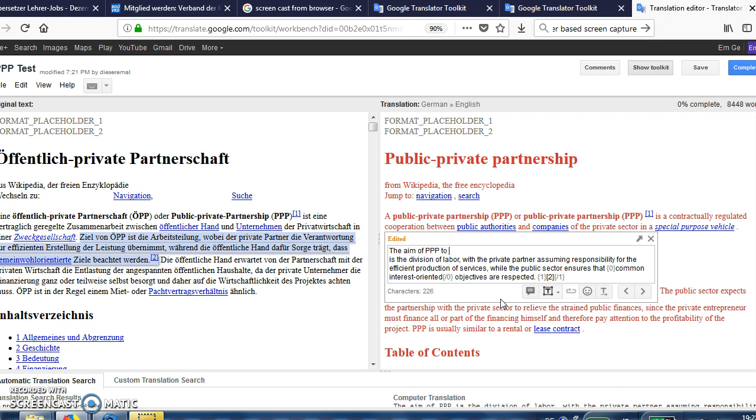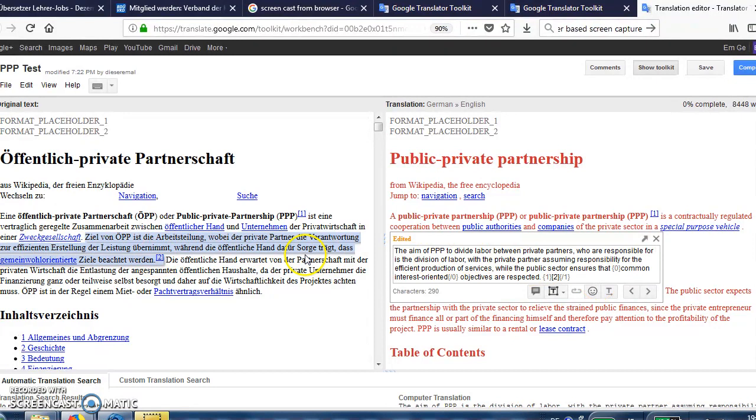So the aim of PPP is to divide labor between, so we're not going to use all these relative clauses, which the machine translation or an unpracticed human translator would have used. The aim of PPP is to divide labor between private partners who are responsible for effizienten Erstellung. So this sounds like an effiziente Erstellung. It really sounds like it was translated from English into German.